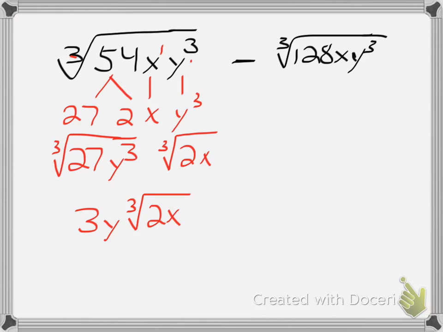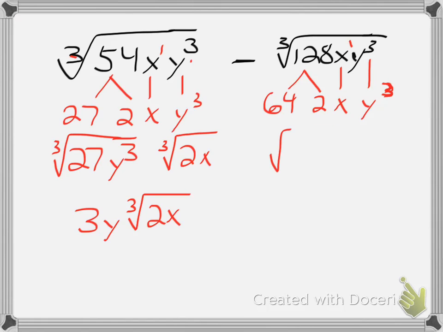Doing the same thing for my second radical. 128 breaks down to 64 and 2, since I'm looking for cube roots. Like before, my x power 1 can't break down, so I'll just bring it here for now. 3 goes into y to the third evenly, so I don't need to break y to the third apart, as I did in my previous example. I'll leave it as y to the third.